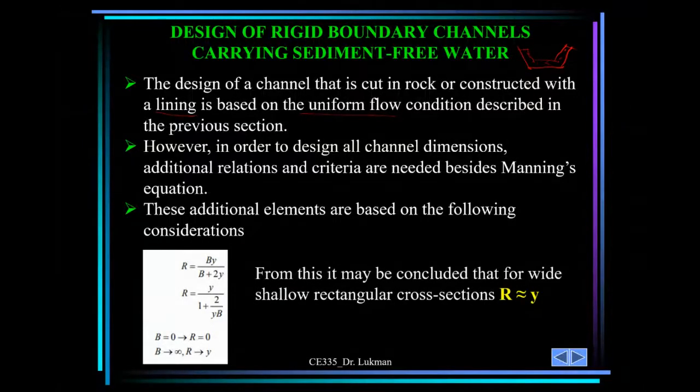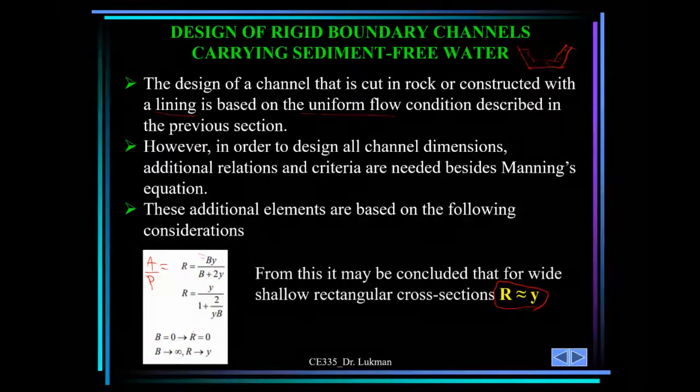But here, for a wide rectangular channel, the hydraulic radius is approximately equal to the depth. For a rectangle, this is the area. The hydraulic radius is A over P. For a rectangular channel, area is BY and wetted perimeter is B plus 2Y. When you divide by B up and down, you have this. When B, the breadth, tends to zero, R tends to zero, because this collapses. So the hydraulic radius is zero.